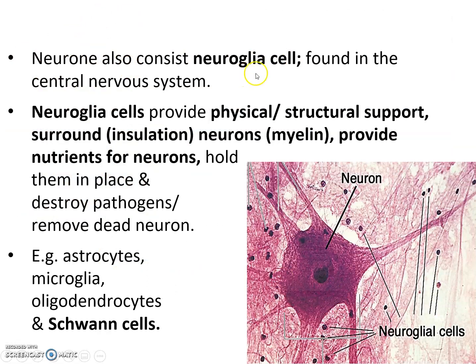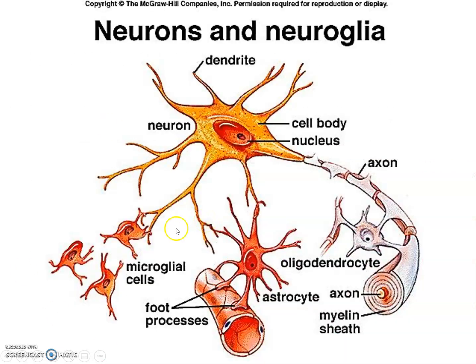So the nervous tissue also consists of neuroglia cells. Neuroglia cells provide support to our neurons. They provide nutrients for the neuron, hold them in place, and destroy any pathogens or remove dead neurons. Examples of neuroglia cells are Schwann cells, astrocytes, microglia, oligodendrocytes, and so on. So these are the neuroglia which provide support to our neuron.